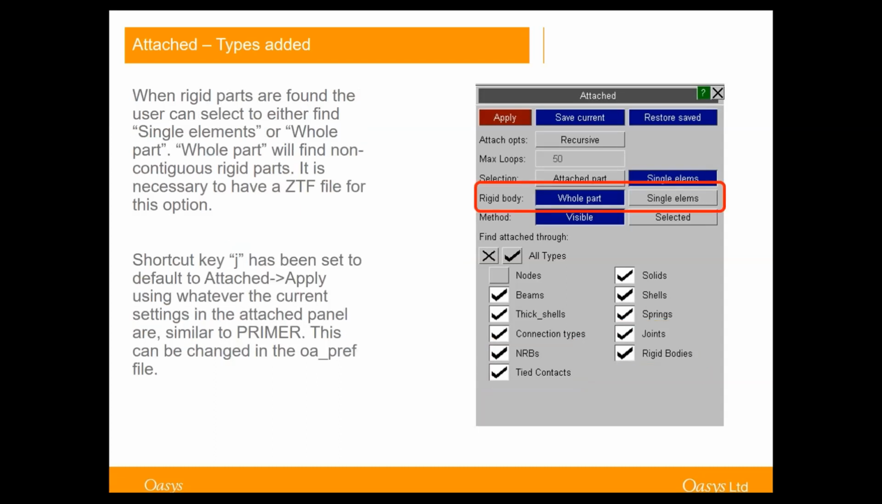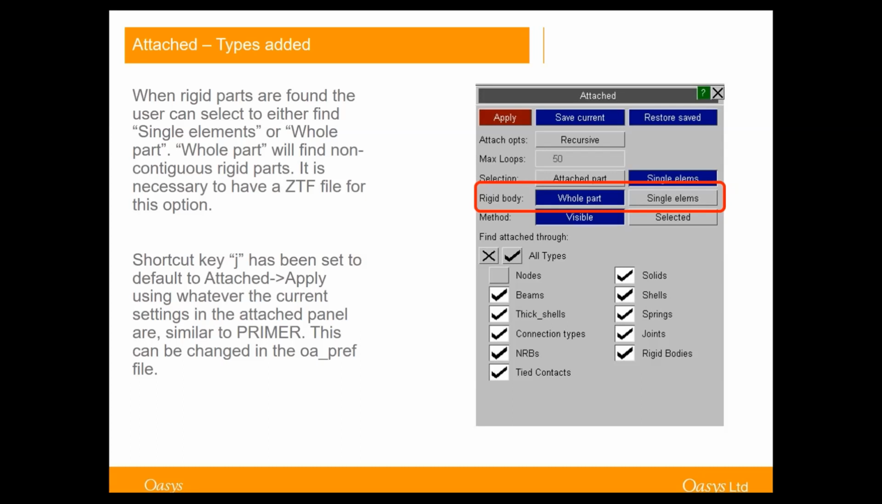In general, the attached panel looks, I think, the same as in earlier versions of D3PLOT, but there is a new option for finding rigid body parts, which is similar to what's available in Primer. If you find attached rigid parts using whole part rather than single elements, then in one go you'll find all the elements of that rigid material, and that includes the case where you've got a non-contiguous mesh, which previously wouldn't have been found.